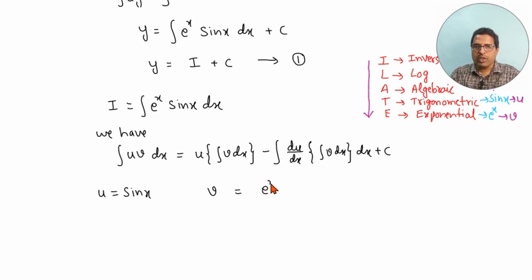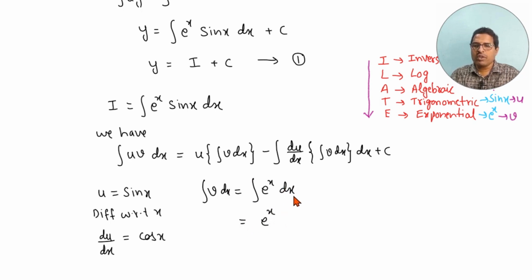If you look at the formula, u has to be differentiated and v has to be integrated. Let us differentiate this u with respect to x. So we get du/dx = cos x, since the differentiation of sin x is cos x. Now let us integrate this v. Integration of e^x will be e^x itself.